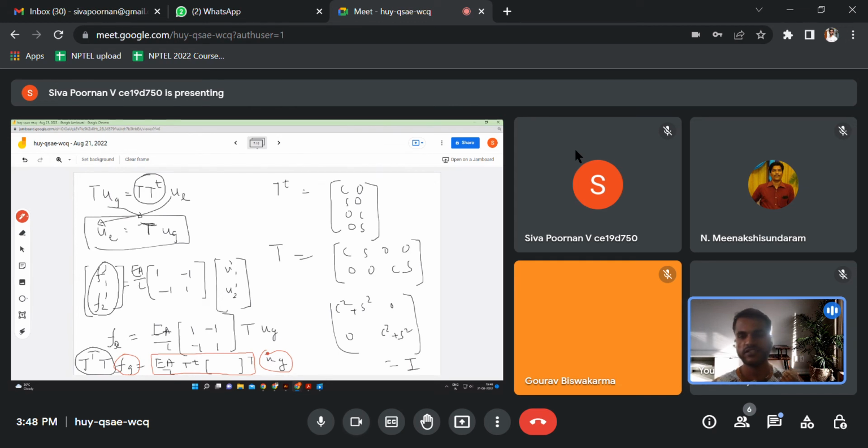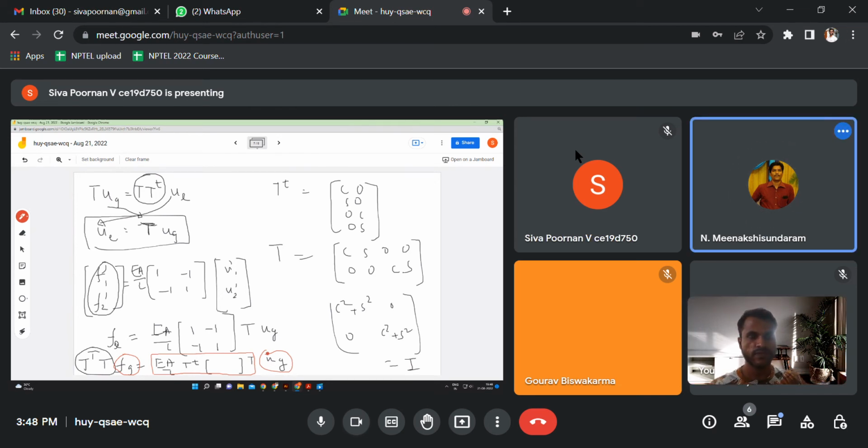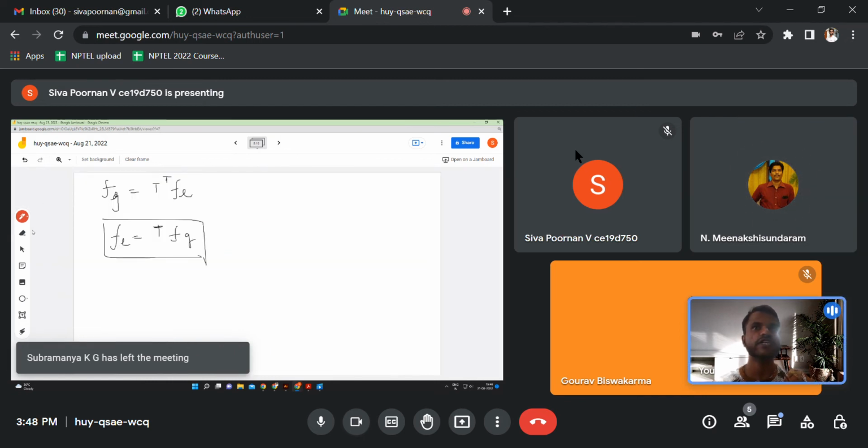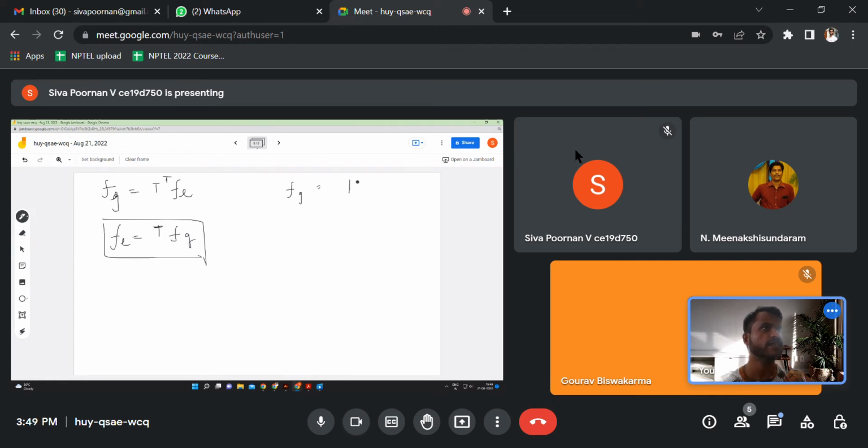Is it fine? Are there any doubts in this? Okay, so basically fg is going to be related to ug. Force in global coordinates is going to be related to displacements in global coordinates through the stiffness matrix in global coordinates. And that will be of the same size as what we have in the global coordinates. So we had 4 cross 1, if you remember. This also is 4 cross 1, so the stiffness matrix will be of the order 4 cross 4.